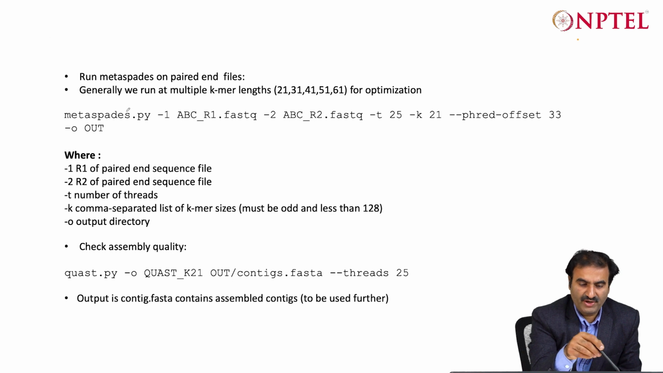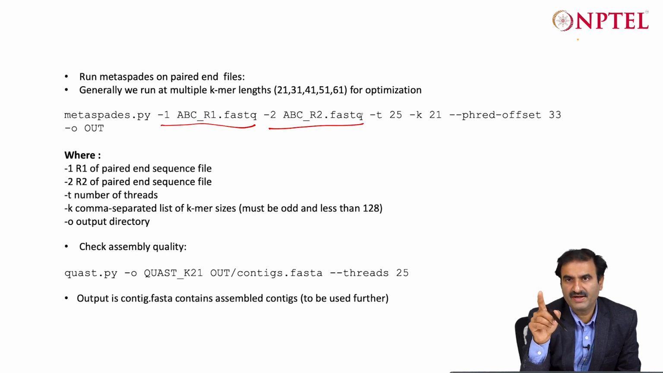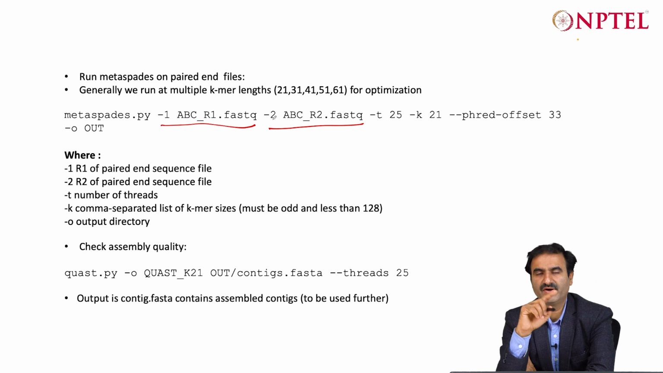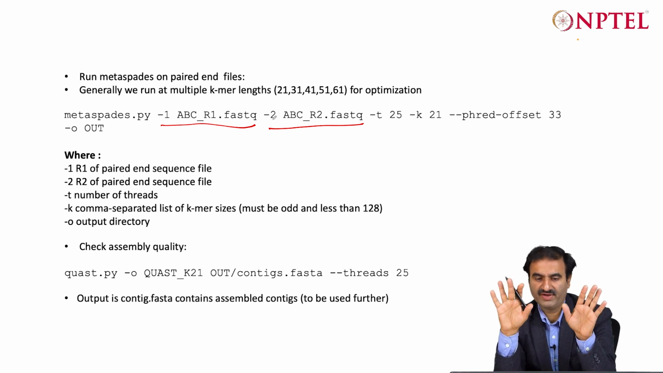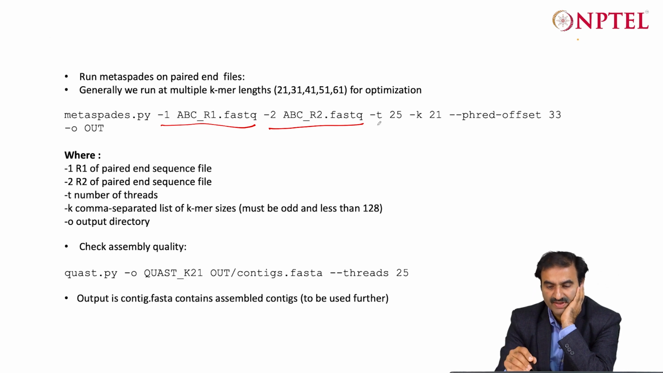So metaspades.py -1 is the forward reads file, then the reverse reads file. Among the paired reads you have forward and reverse reads, right? A paired forward read file and reverse read file have an equal number of reads arranged in the same order, 1 2 3 4 5 6 and 1 2 3 4 5 6 in both forward and reverse. One forward, one reverse, in both files, and both files have an equal number of reads. Then the number of threads you can specify.